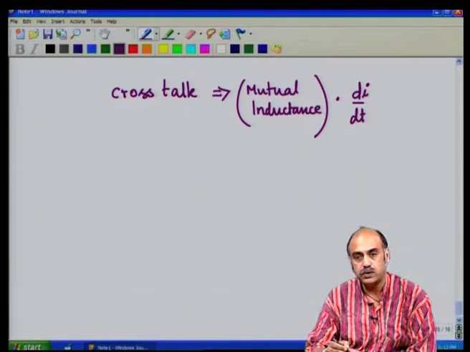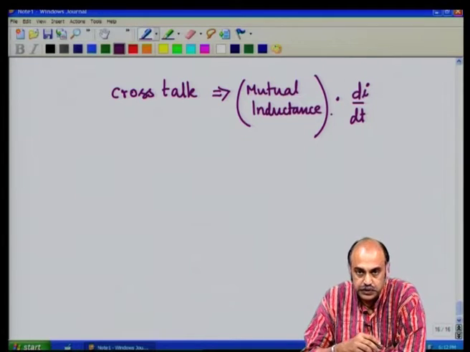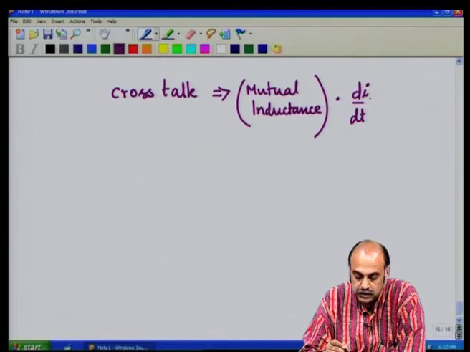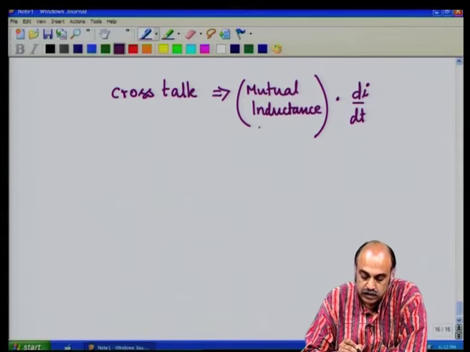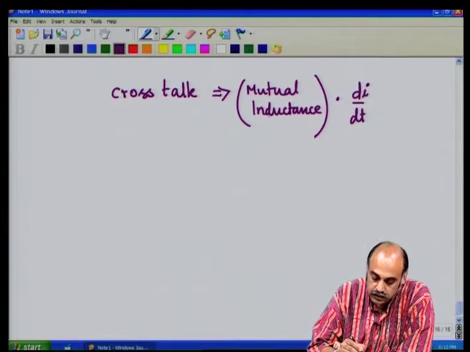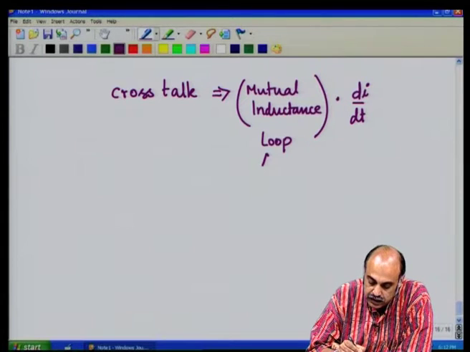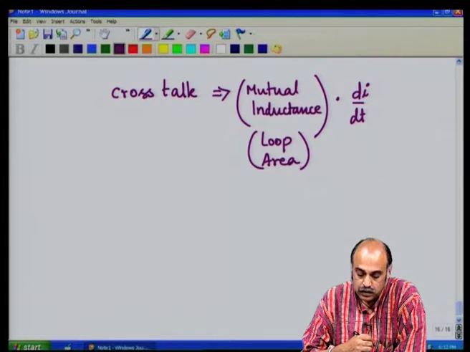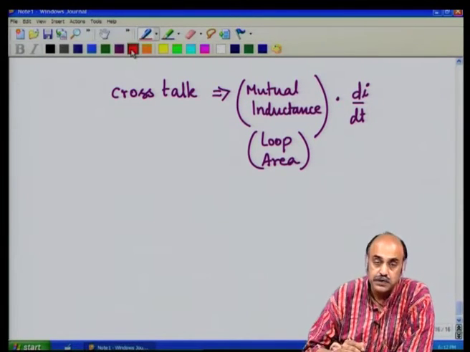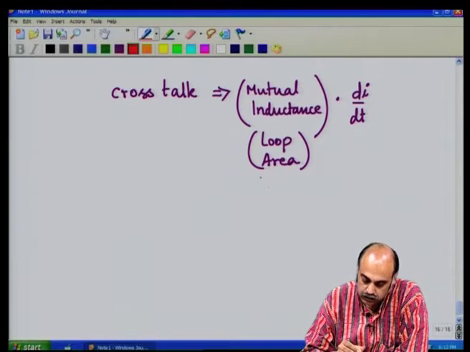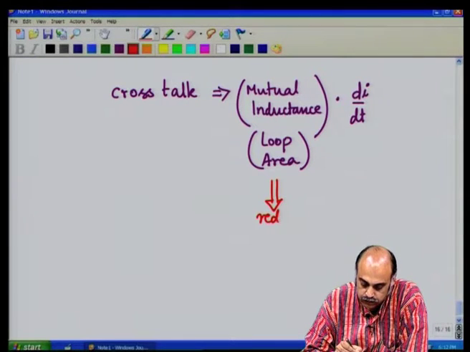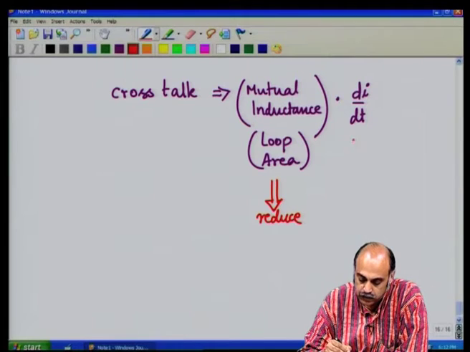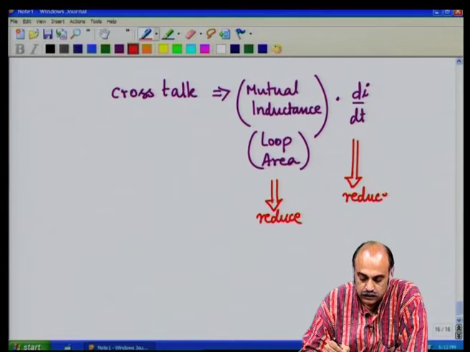If you are talking of very slow signals, then crosstalk is not an issue, but when you talk of fast rise time signals, then this can be pretty high, coupled with the mutual inductances of the loops. This is directly related with the loop area. So, these two together can cause crosstalk. So, how do you reduce crosstalk? Two possibilities: you can bring down this, reduce this, or you can reduce this.